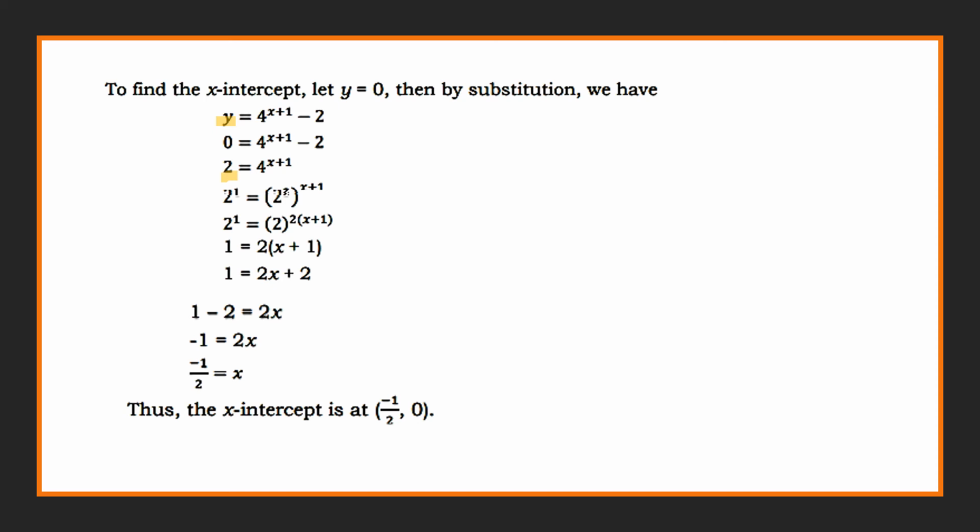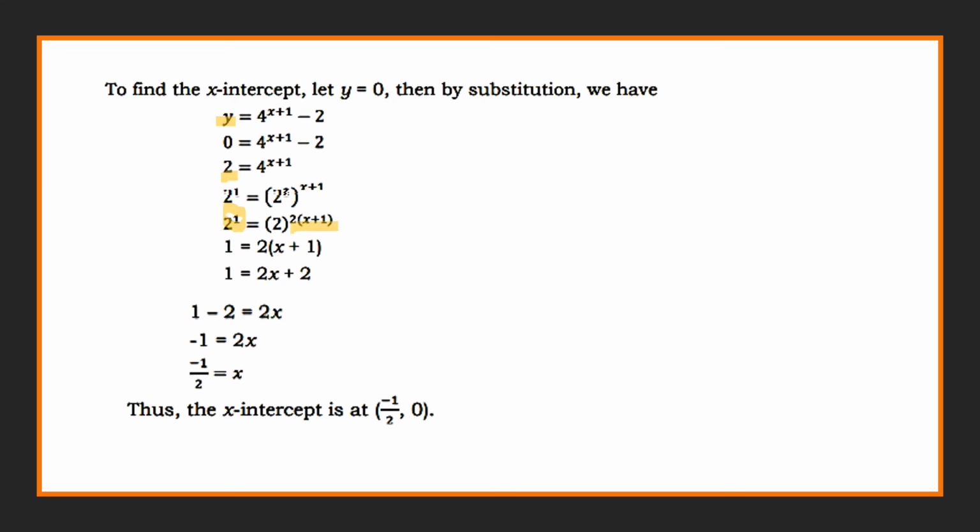So, yung 4 is gagawing 2 squared. Tandaan, pag nag-solve ng ating exponential equation, same base para sa right side at left side ng equation. So, 2 squared raised to x plus 1. So, magiging 2 raised to 1 is equal to 2 raised to 2 times the quantity x plus 1. Kukunin na lang natin yung 1 na nandyan, tsaka yung 2 times the quantity x plus 1.